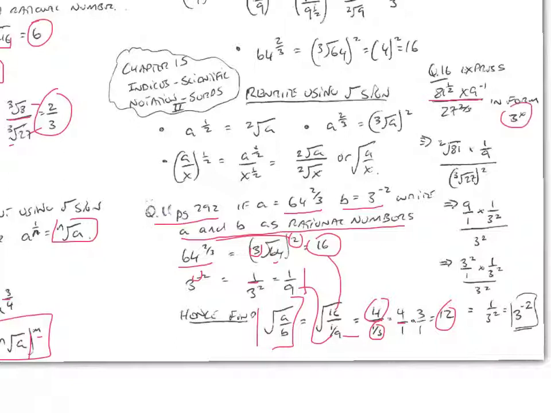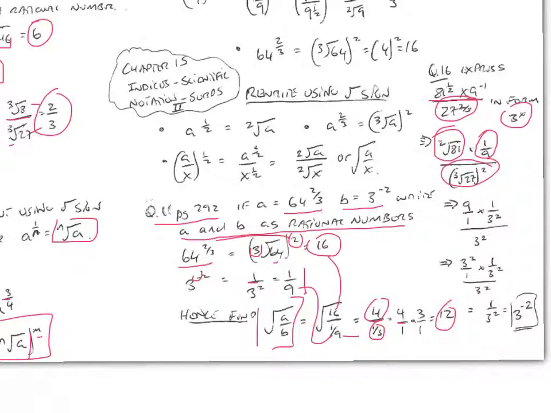Express 81 to the half times 9 to the minus 1 divided by 27 to the power of 2 over 3, all in the form 3 to the power of x. So we have to somehow whittle it down to 3 to the something. So 81 to the half is the same as the square root of 81, and 9 to the minus 1 is the same as 1 over 9. So we're working towards making them all work into 3's. And 27 to the power of 2/3 is the cube root of 27 squared.